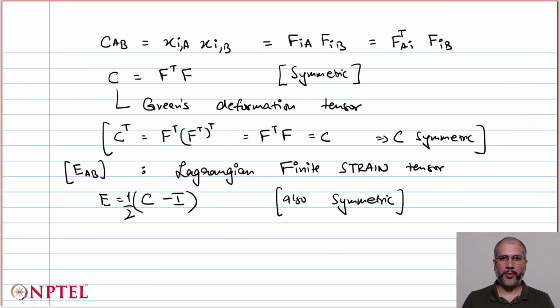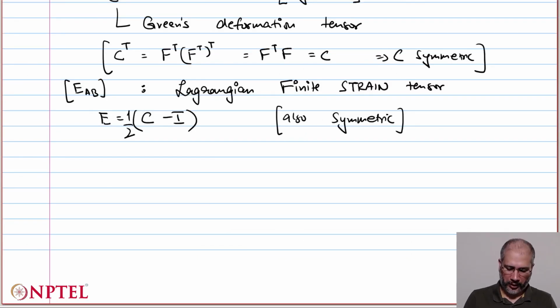Mathematically, we see that both C, the Green's deformation tensor, and E, the Lagrangian finite strain tensor, are symmetric, and symmetry is a beautiful property, mathematically speaking, and this will help us later. So coming back to our scalar measure, which was d small x squared minus d capital X squared, which is basically the difference between the squared deformed length of the line element and the undeformed size of the line element.